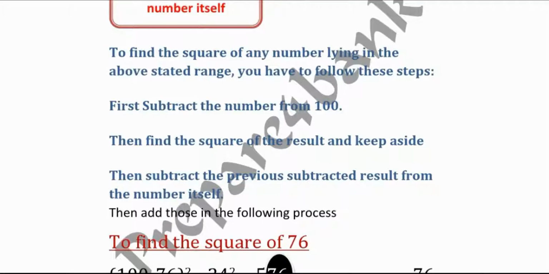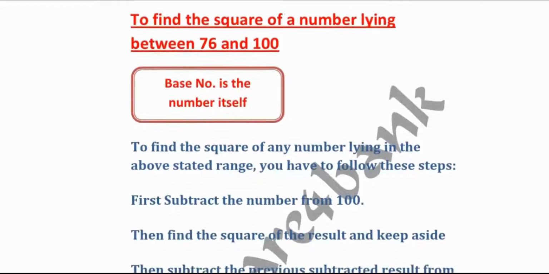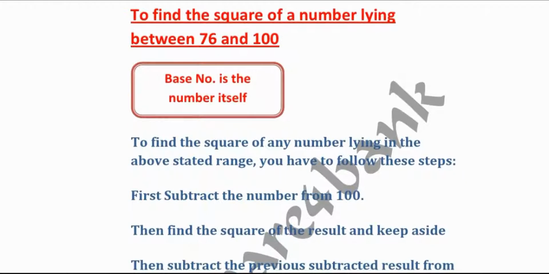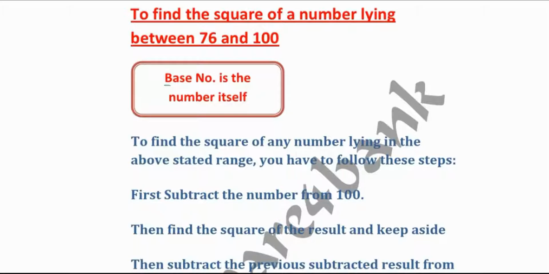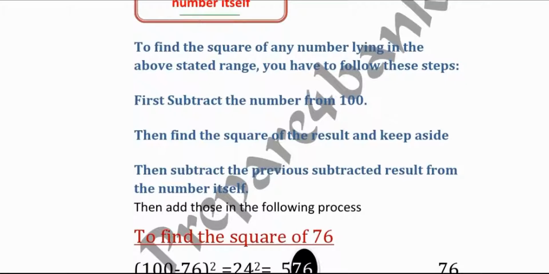Here the range is 76 to 100. Look, here it is important. Here what is written? It is written that the base number is the number itself. What does it mean? Let's proceed. I think you can understand by the definition of base number that I told you just a few minutes before. Let's proceed. You can write down the instruction there. Just pause the video and write down the instruction.